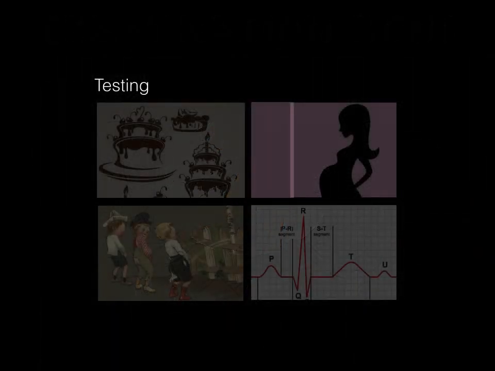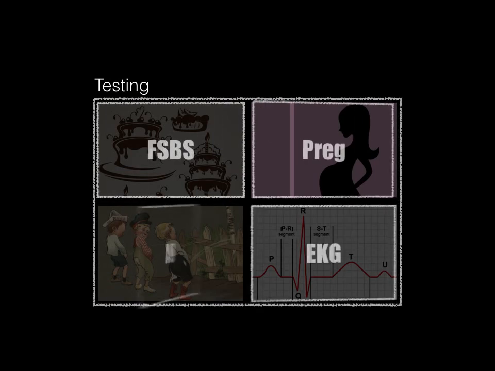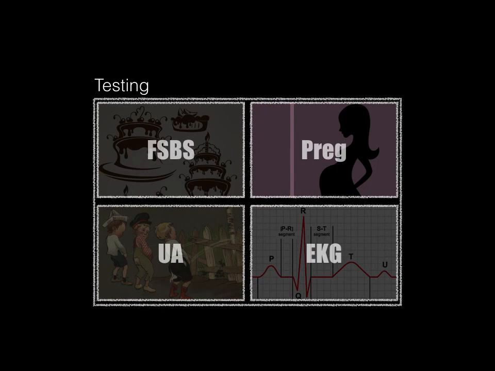Moving on to testing. There's really only 4 tests you need to be aware of here. The first is a finger stick blood sugar. Anybody who has neurological problems needs to have a blood sugar checked. These can be exceptionally high or exceptionally low. In a woman of childbearing age, check a pregnancy test. Now that said, what we're looking for is an ectopic pregnancy with significant intra-abdominal blood loss.